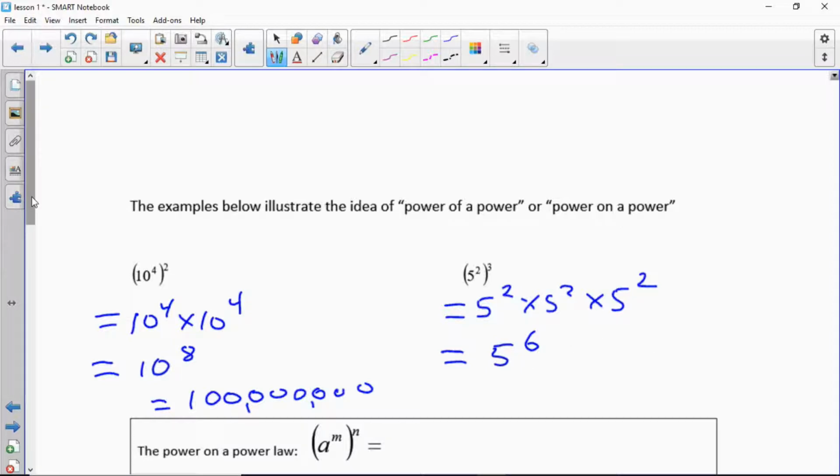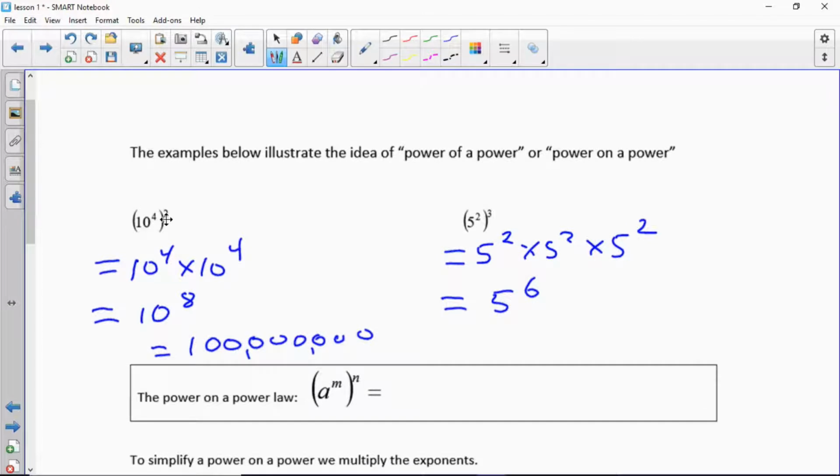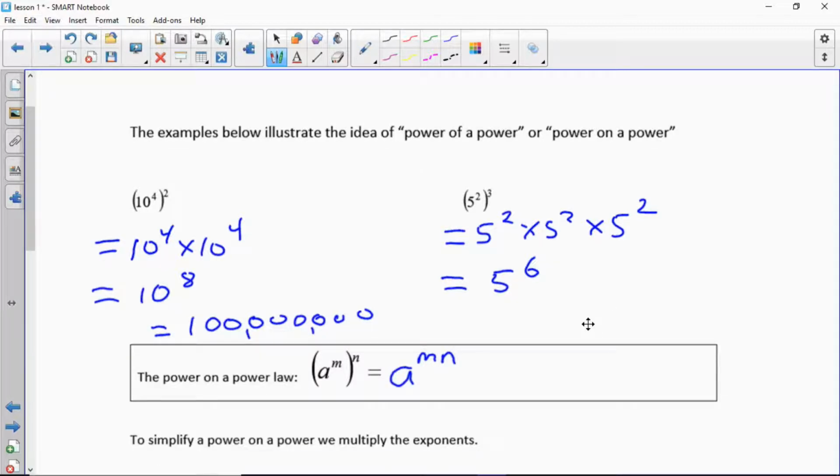Well, this pattern isn't too hard to see either. Notice 4 times 2 is 8, 2 times 3 is 6, and that kind of makes sense. Here you're making 2 groups of 4, and here you're making 3 groups of 2. So a to the power of m to the power of n is a to the power of m times n, or just write that as mn. So to simplify power on a power or power of a power, we multiply the exponents.